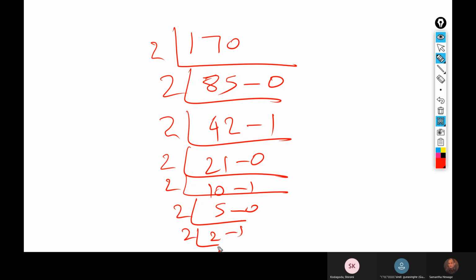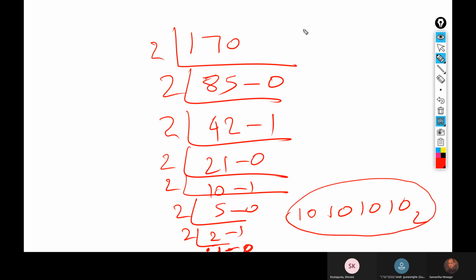Here 1, remaining 0. Remember, we have to put the remainder, right? How many 2s for 2? 1, remaining 0. Okay, we start from here, from this position: 1, 0, 1, 1, 0, 1, 0, 1, 0, 1, 0, 1, 0, power 2. So this is the binary version of 170 decimal. So this is how you have to calculate.